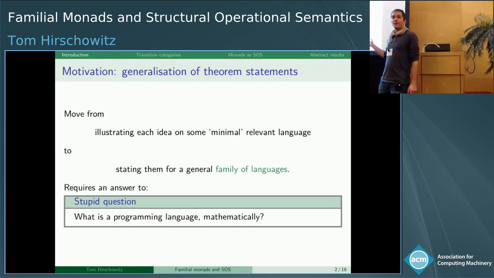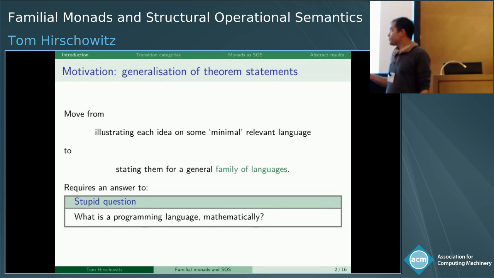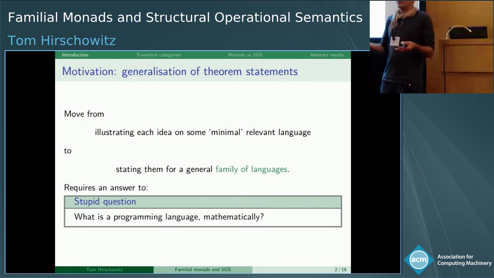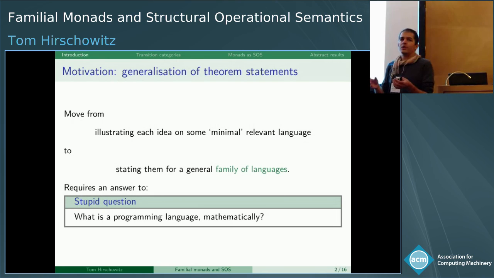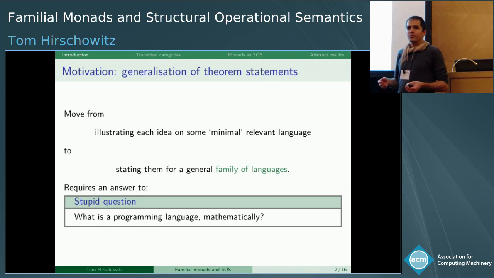The starting point of this work is the observation that often in programming languages research, we tend to state our theorems for just one language. Typically, we come up with a brilliant idea, which we think of as widely applicable, but in the papers, often we illustrate it only on one particularly simple language, kind of the simplest relevant language for the idea to make sense. And so from a mathematical point of view, it's a bit disturbing, right?